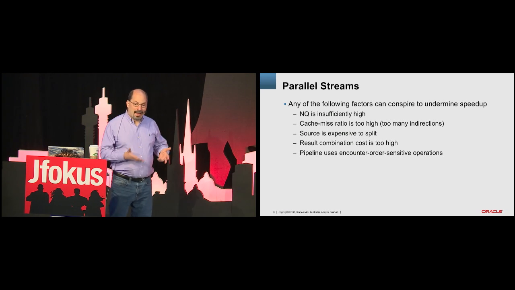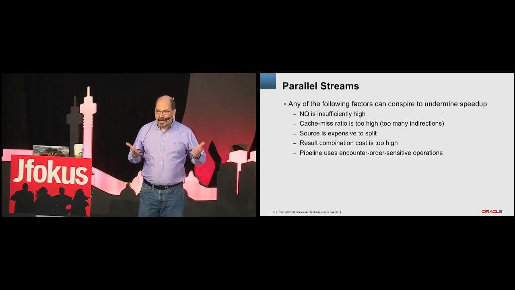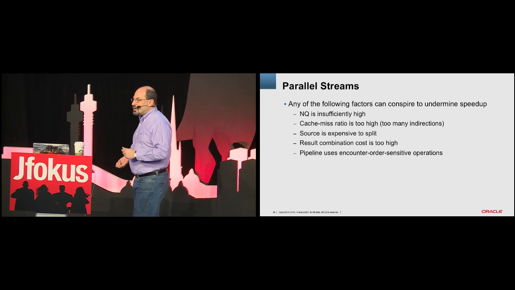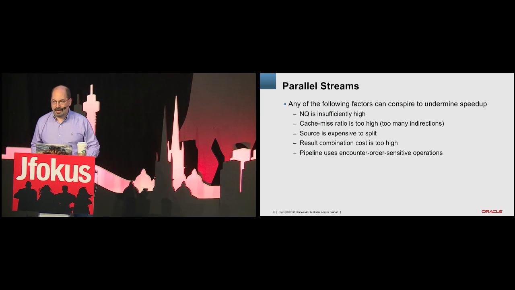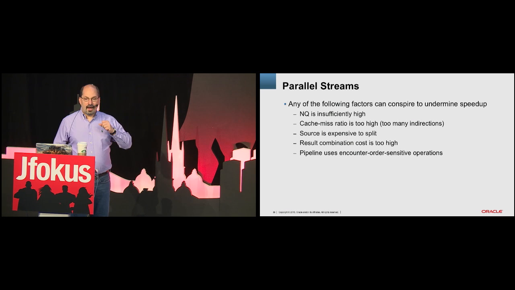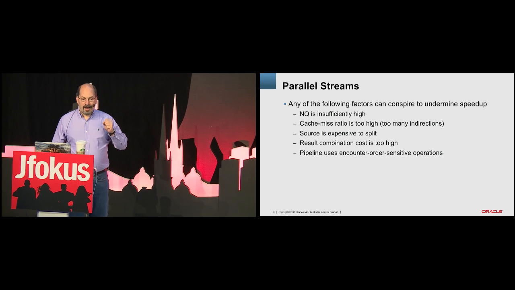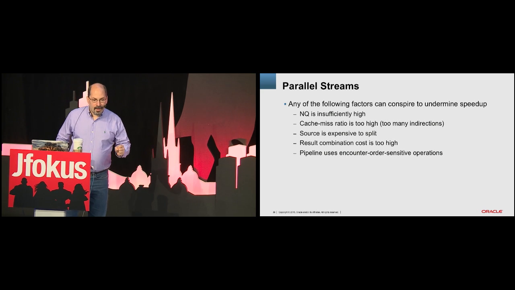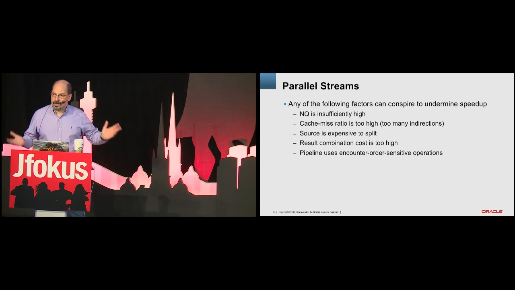Now, sometimes it may look like you're going to get a speedup and you don't. That's when you need to measure. But very often you can just pretty much eyeball the stream pipeline and say, how well does it split? How local is the computation? How expensive is the merge step? Am I using operations that are going to undermine parallelism?